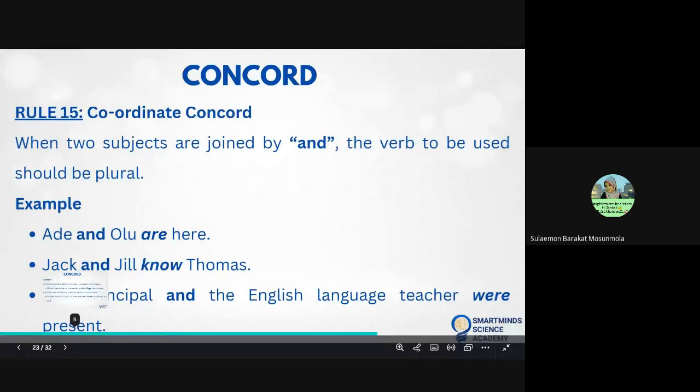What do we mean by coordinates Concord rule? Remember, we said Concord means agreement between subject and verb in a sentence. Now, when two subjects are joined by and, the verb to be used should be plural. We have some examples here.